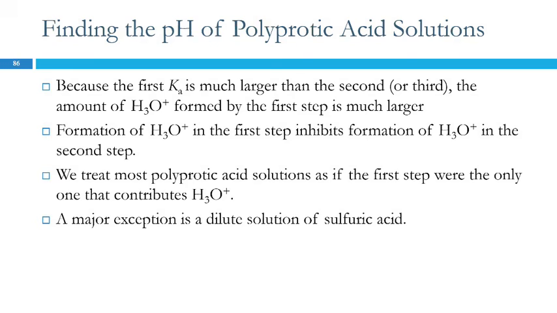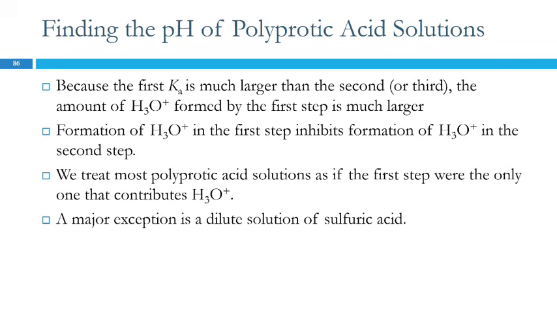So how do we find the pH of a polyprotic acid solution? The first Ka is much larger than the second or third, and so the amount of hydronium ion formed in that first ionization is the most important. And many times we can ignore the second or third ionization. The formation of hydronium in that first step inhibits formation in the second step, Le Chatelier's principle. So we can treat most polyprotic acids as if the first step were the only one.